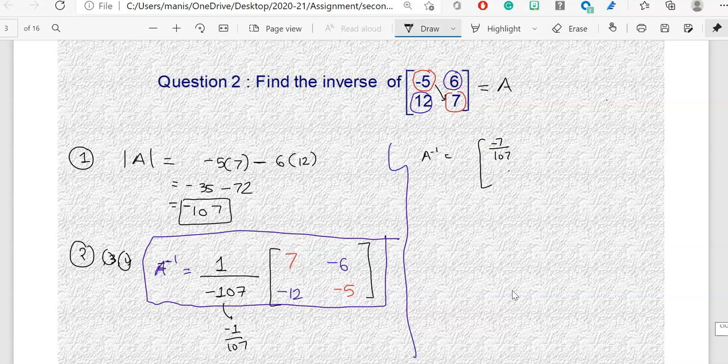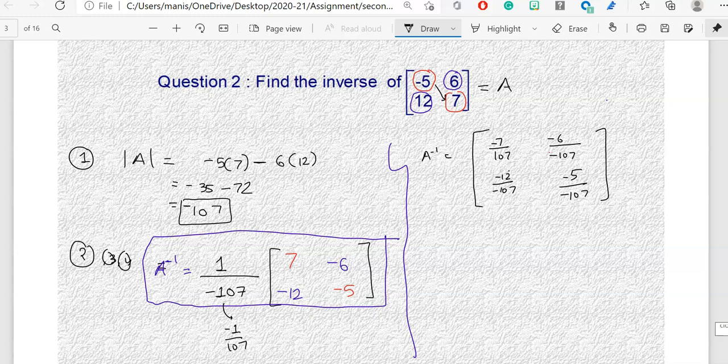What is happening is you are multiplying negative 6 with this. It looks like this: negative 6 over what? Negative 107. When you multiply negative 12 with this, it looks like this: negative 12 over negative 107. And when you multiply, it looks like this: negative 5 over negative 107. Let me erase this part over here.